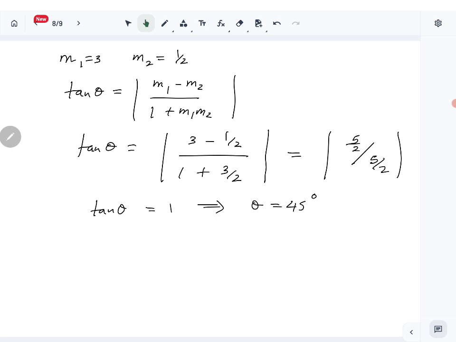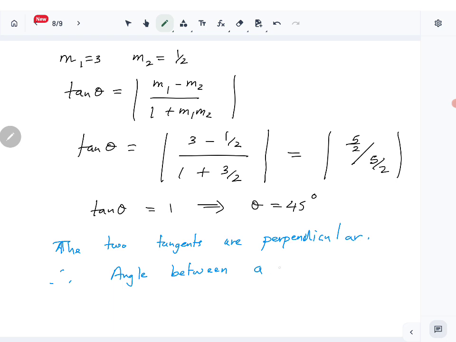So we'll just write that down. The two tangents are perpendicular, therefore the angle between a tangent and line L is 45 degrees, right? So that is done.